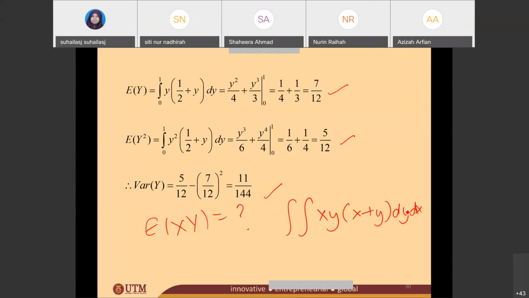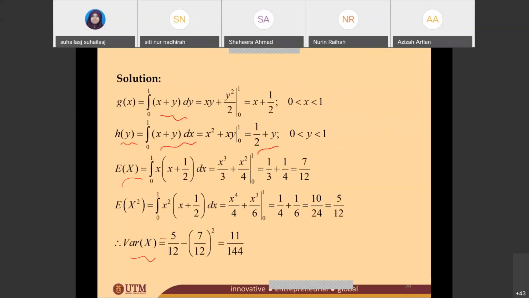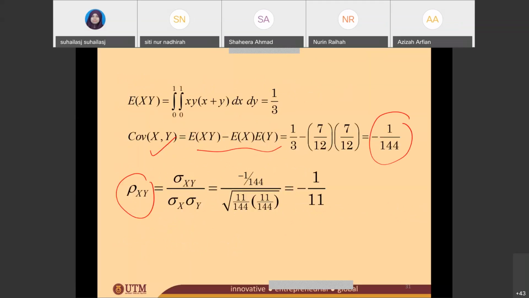Solve it. Once you get your EXY, compute the covariance first. Write back the formula, EXY minus EX times EY, then substitute. Next, find your correlation coefficient. The formula is sigma XY, which is your covariance, divided by sigma X times sigma Y. Sigma X means the square root of the variance of X. Variance Y has the same value. Square root both, then you get your correlation coefficient.